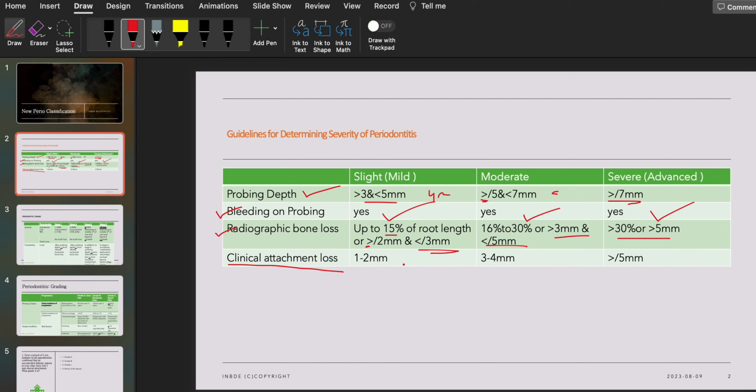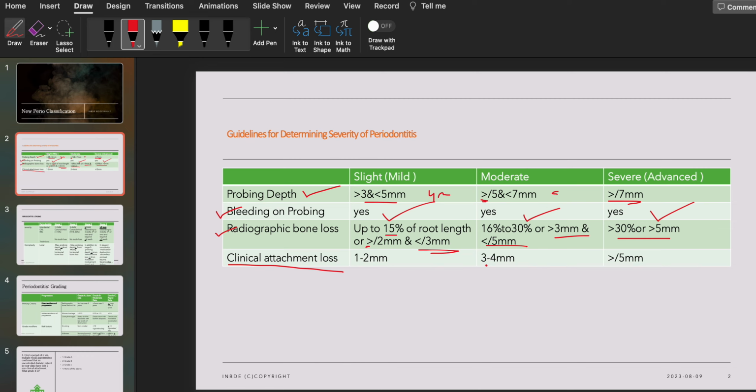Clinical attachment loss is very important because that will definitely be given in a question when it comes to classification. If the question says there is a clinical attachment loss of 1 to 2 millimeter, there is bleeding on probing, what kind of periodontitis is it, then the answer is going to be slight or mild. They might even mention the probing depth. So this is something you guys need to understand. Here is an example: the clinical attachment loss is 1 to 2 millimeter, there is bleeding on probing, and the probing depth is 4 millimeter, so it is going to be a mild or slight periodontitis.